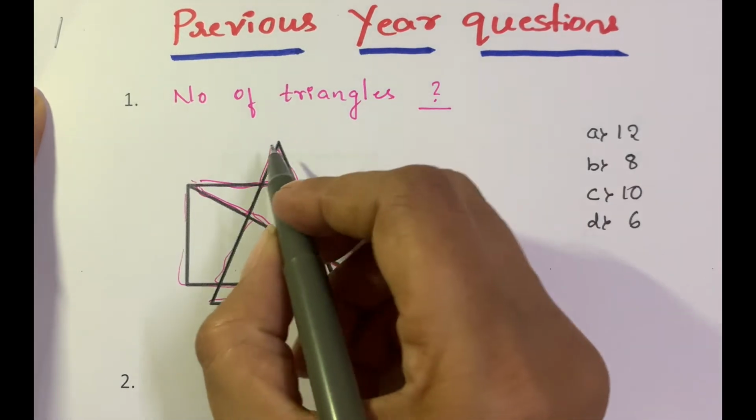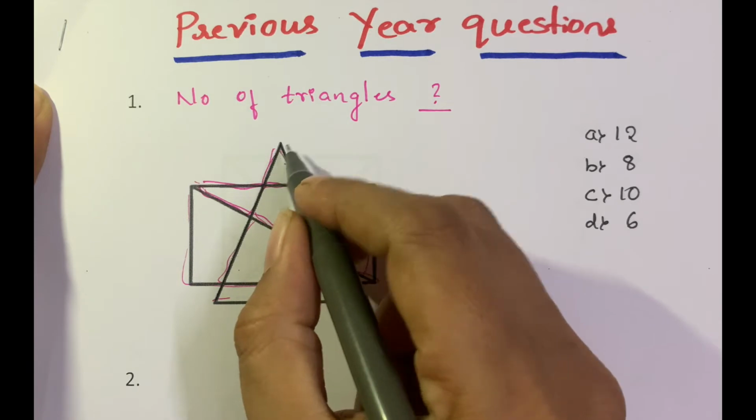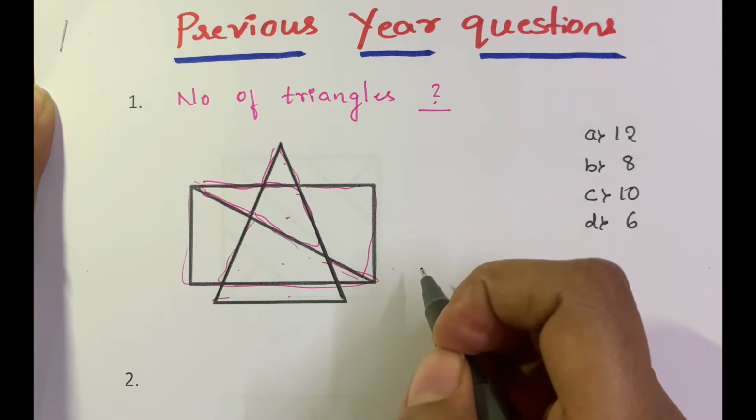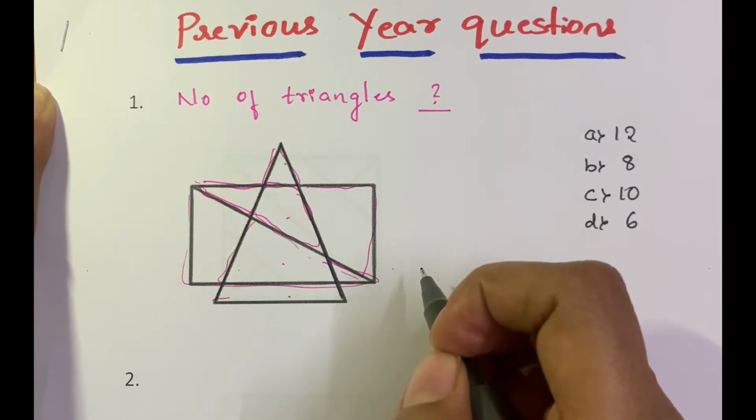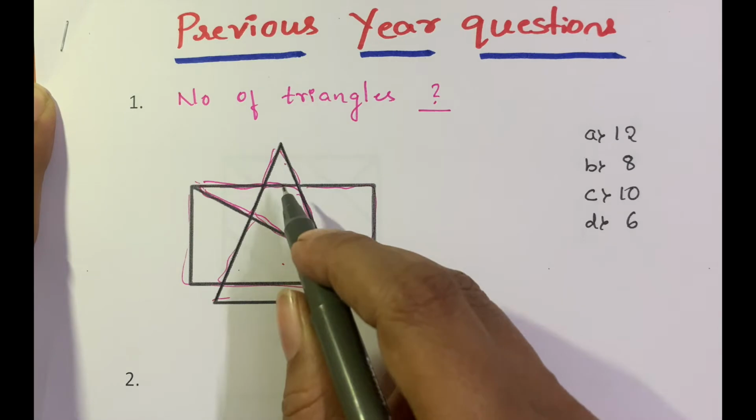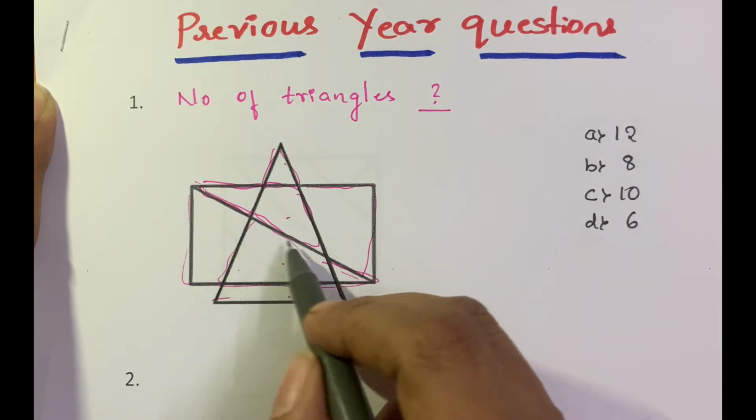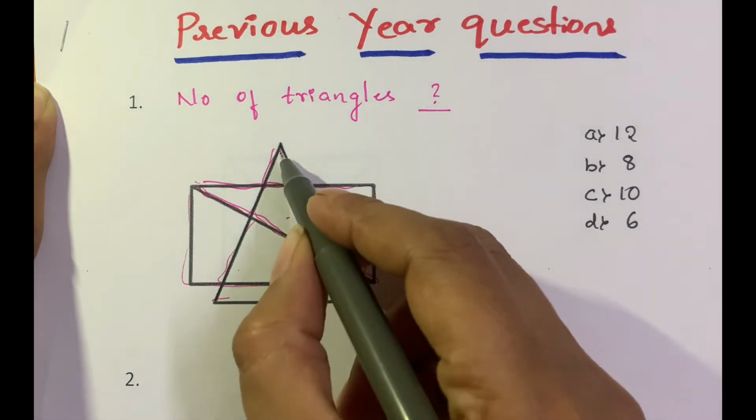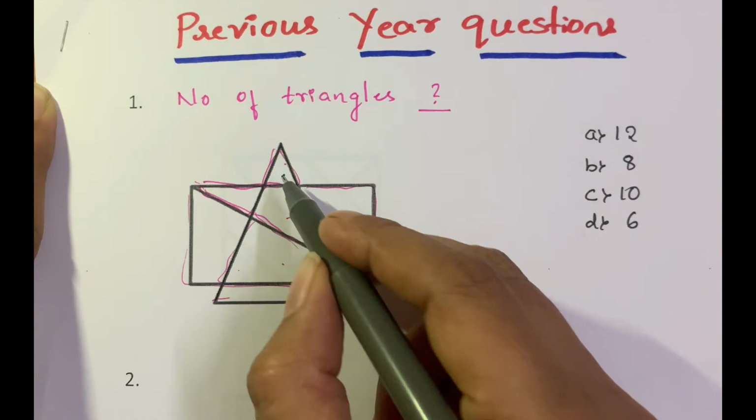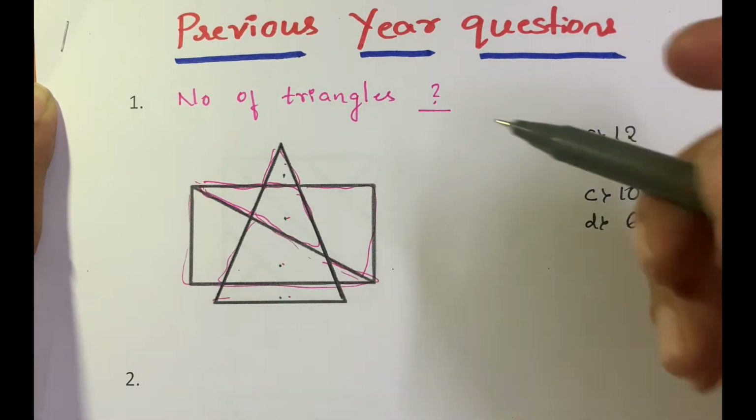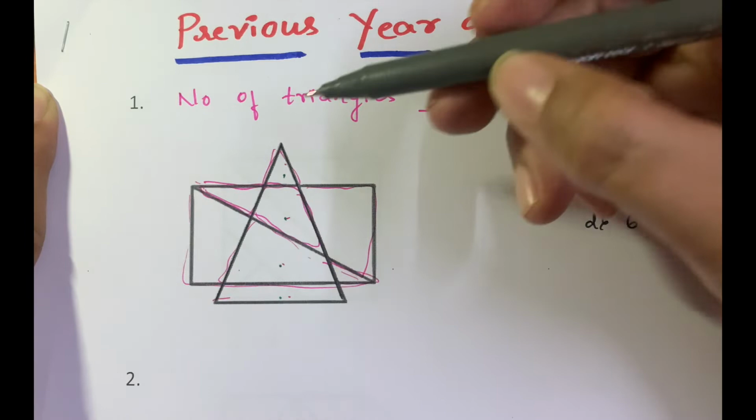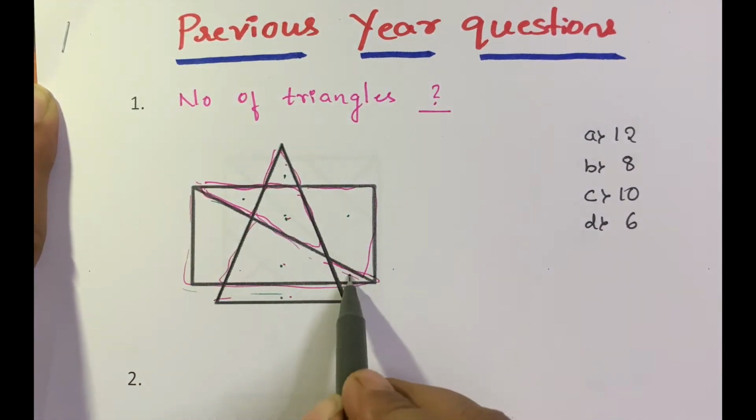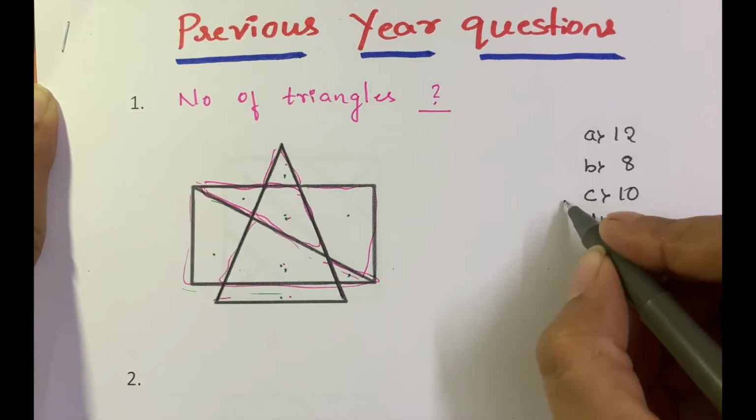Here we have three bigger triangles, 1, 2 and 3. Now you have to count the number of smaller triangles within this. They have horizontal lines. Of course, this might not be a proper horizontal line, but it also makes a triangle. If you take this one, then 1, 2, 3, 4. Then if you consider this bigger triangle, 5, 6, 7. Then this one, 8, 9, 10. So the total number of triangles is 10.